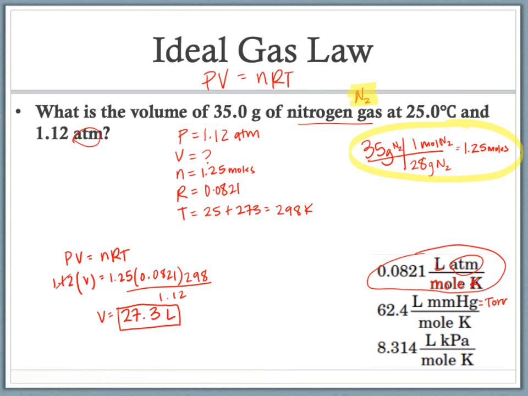So now I have everything but volume. The R value is based on atmospheres this time, so we're picking that top R value. We plug in everything we know, solve for our unknown, which was volume, and that is 27.3 liters.